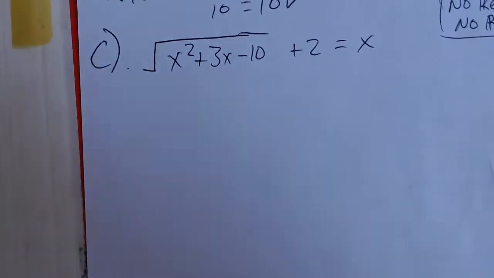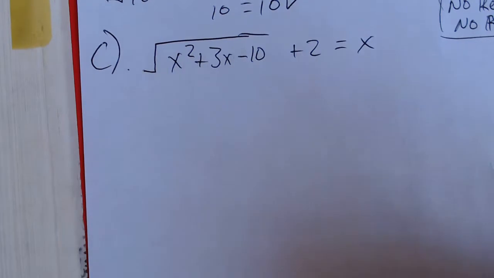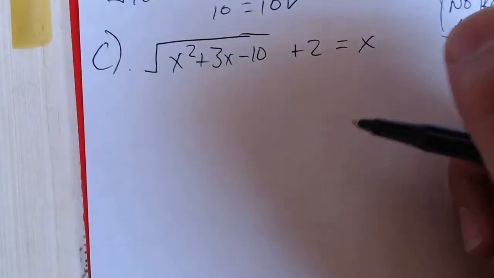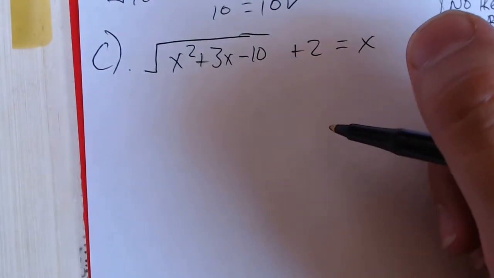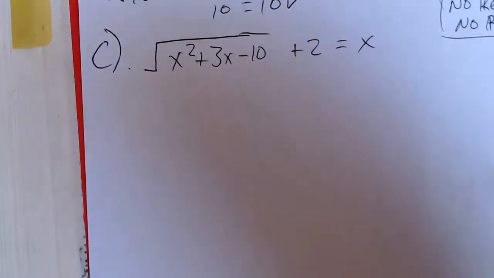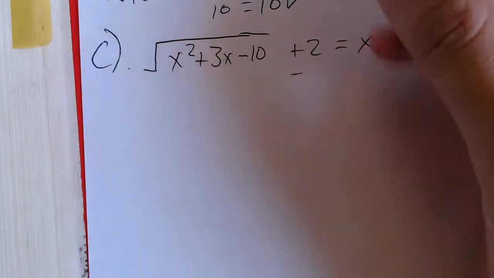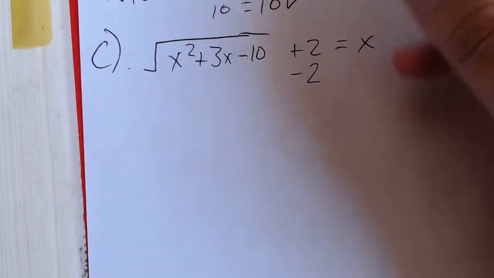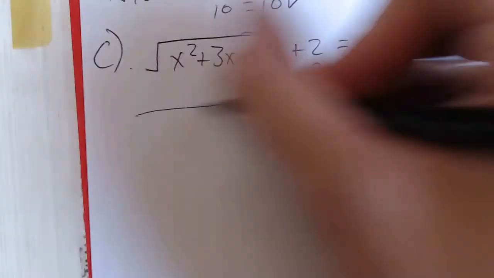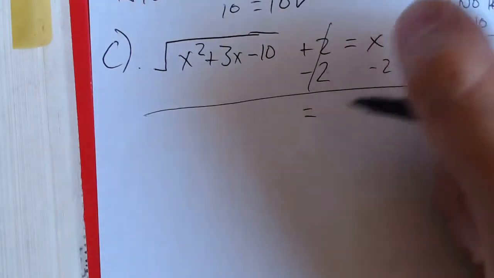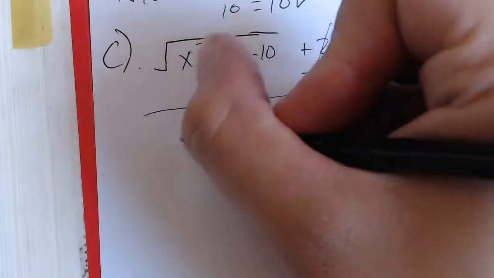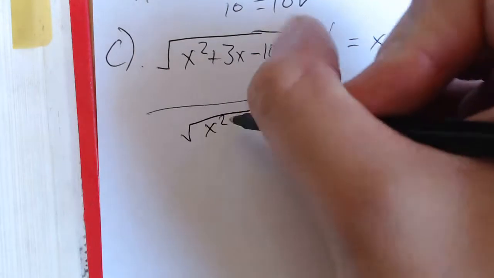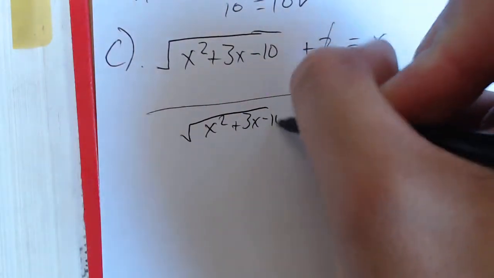Now on to practice C. This one might look a little daunting, but it's pretty similar to the last one. We're just going to have to solve it with a quadratic at the end. So same thing, we're going to go ahead and use our PEMDAS backwards. We're going to move 2 to the other side. That will cancel. Then we get x minus 2 equals the square root of x squared plus 3x minus 10.